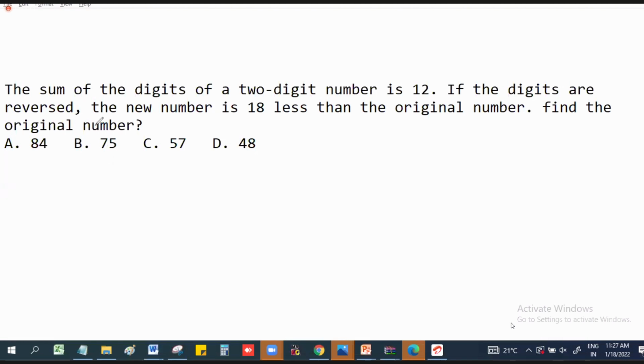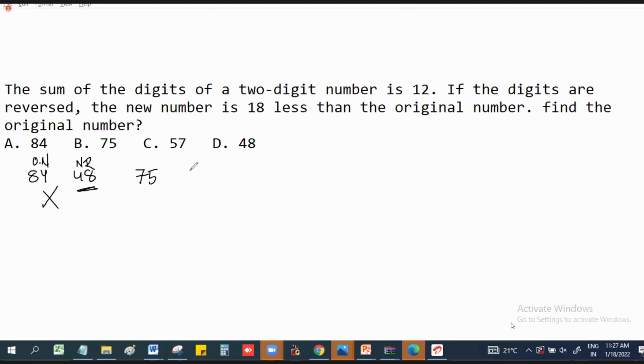The sum of the digits of a 2-digit number is 12. So if you look at every option, the sum is going to be 12. If the digits are reversed, let's take 84. Reversed is 48. This is the original number, this is the new number. If the digits are reversed, the new number is 18 less than the original number. Is 48 18 less than the original number? No. So this is not your answer.